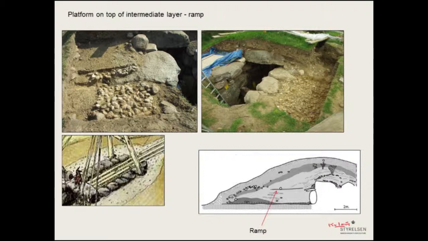A trace of a ramp was found inside the mound filling, as a thin layer from the working platform sloping downwards to the surrounding terrain.